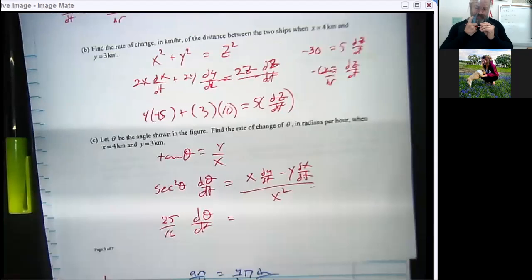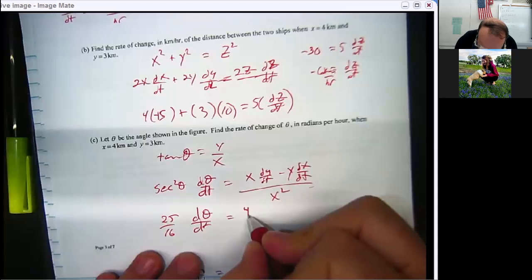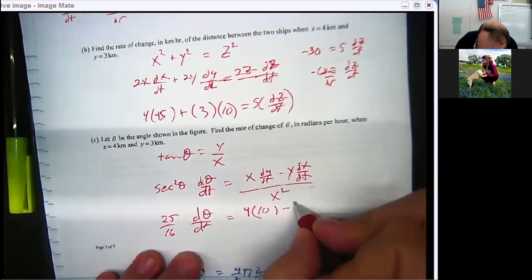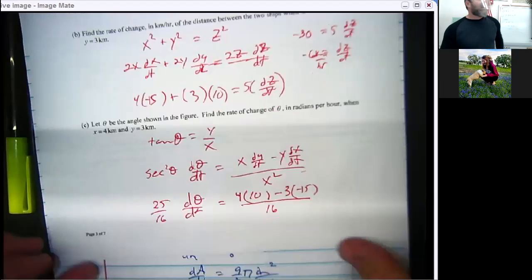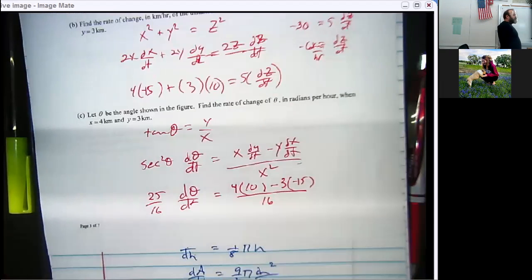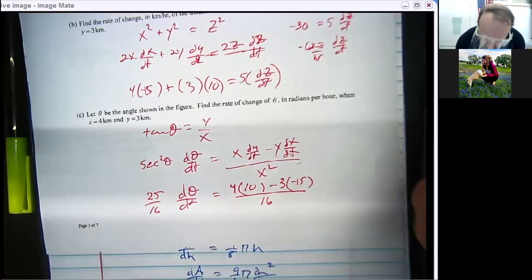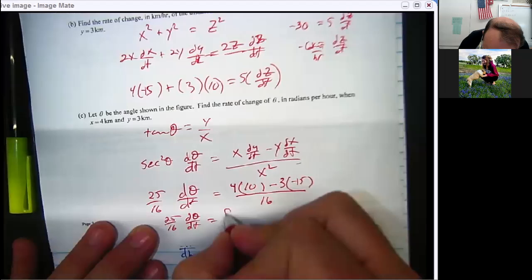What was x? X was 4. dy dt was 10. Y was 3. And dx dt was -15. And x itself was 4, and I have to square that. Is that pretty and simple? Not really, but it's really not that bad. So what's my numerator? I think it's 85/16. Yuck. So I've got 25/16 d theta dt is equal to 85/16.